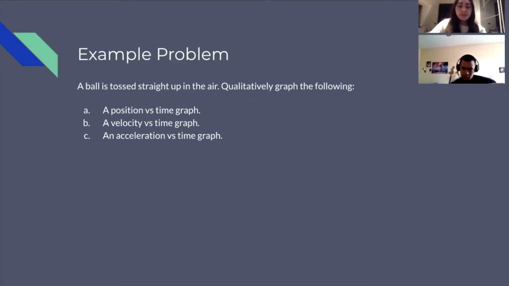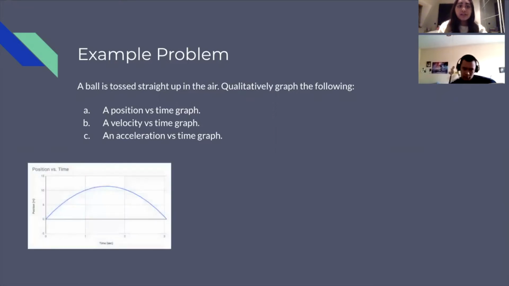So first up, position versus time. And as you can tell by this, when a ball is tossed up directly in the air, you can visualize this as a ball going up, slowing down, and then stopping again. And that's why it creates that arch shape for the position versus time.